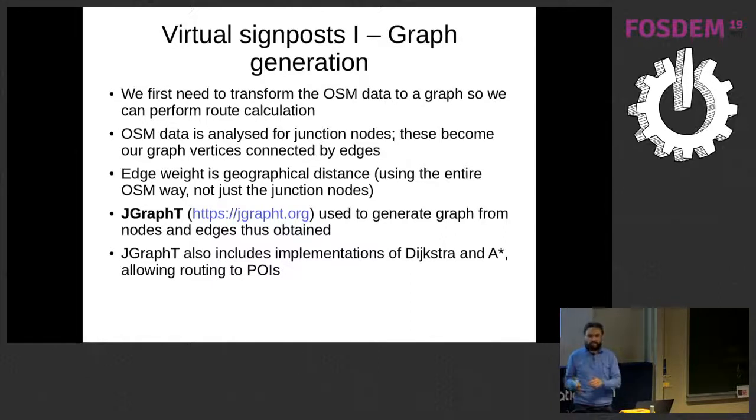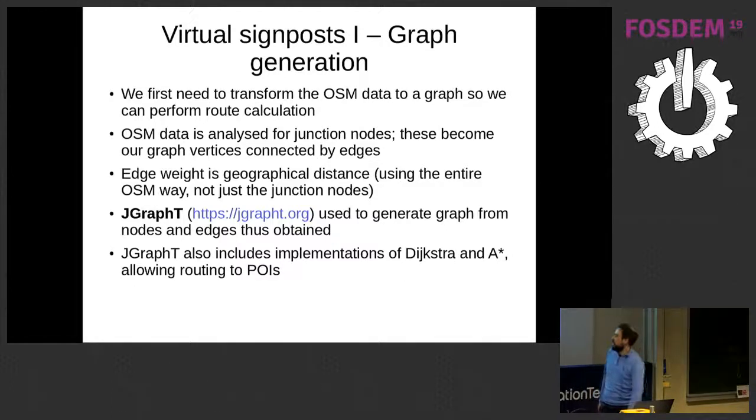What I do, similar, I'd imagine, to what Peter's doing, is find the junction nodes. So I work out where there are junctions, and then each junction node becomes a vertex on the graph. And then obviously the edges of the graph become the links between the nodes. For graph management, I use another open source library called JGraphT. That's an open source library which allows you to efficiently store a graph. It also comes with implementations of Dijkstra and A*, so I can do my actual routing using JGraphT.